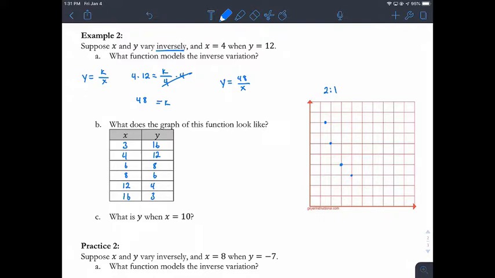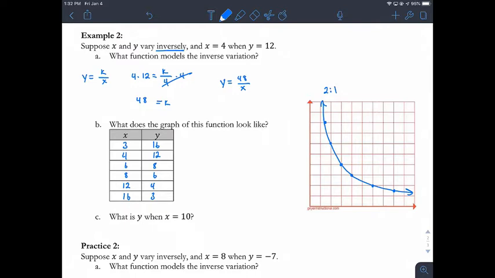8 and 6. 12 and 4. And 16 and 3. And if we connect our dots, there's our graph.